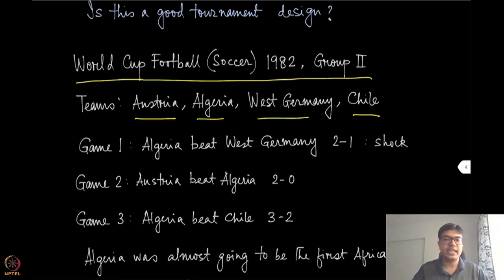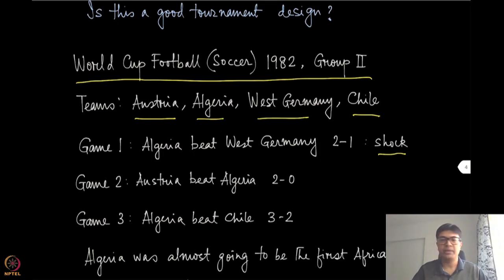Now, in the first game, some shock happened. Even though West Germany was slightly better than Algeria, Algeria actually beat West Germany 2-1. This was a shock defeat for West Germany. And that essentially started this whole event of how game theory or mechanism design can come into this situation. So the rest of the games until the last game were very uneventful.